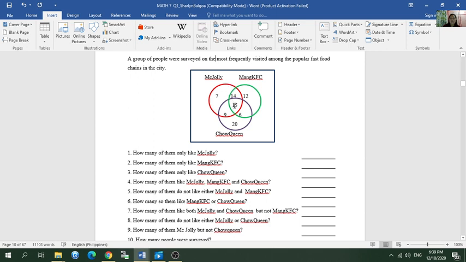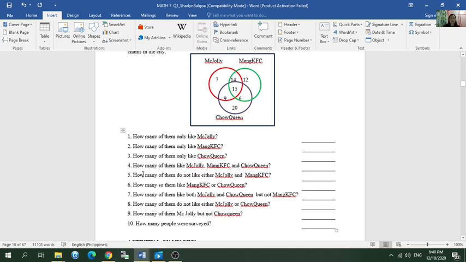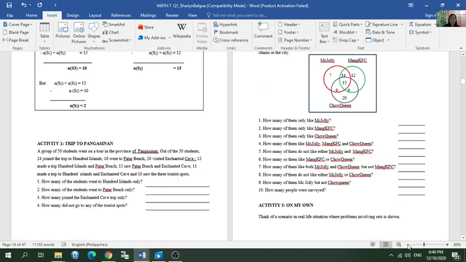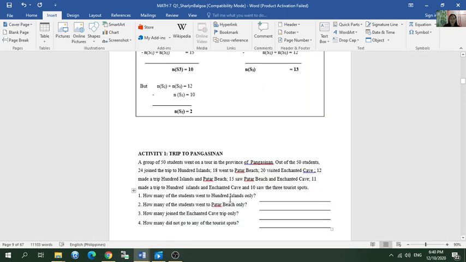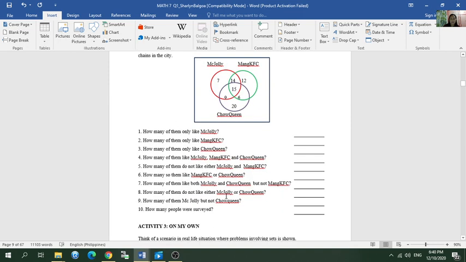Ano nga ba yung mga intersection? Nasaan dito yung mga intersection? 14, 15, 9, 6. Yun, huwag mong isasali to answer question number 1, number 2, and number 3. Okay? Thumbs up na tayo doon. Next, let's have question number 4. How many of them like Mac Jolly, Mang KFC, and Chowquin?